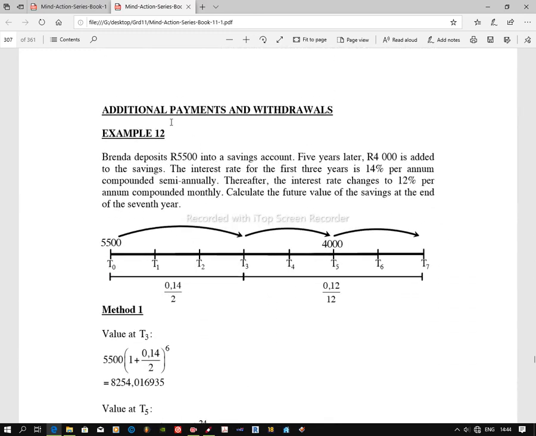So, additional payments and withdrawals. Let's say somebody was investing 2,000 for 3 years, and on that investment she or he decides to increase the money that was invested. Automatically you're just going to add that amount, or if she or he decides to withdraw that amount, you will subtract it, you understand.